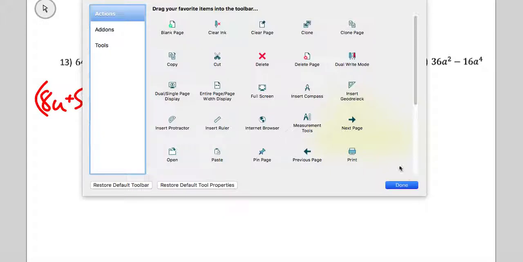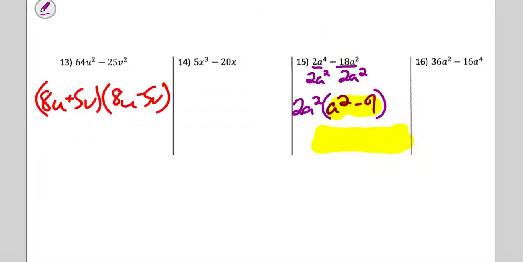So, square root of a squared is a, square root of 9 is 3. But make sure you bring that down. It's not correct if you forget to bring that down. So just important factor is these two things over here.